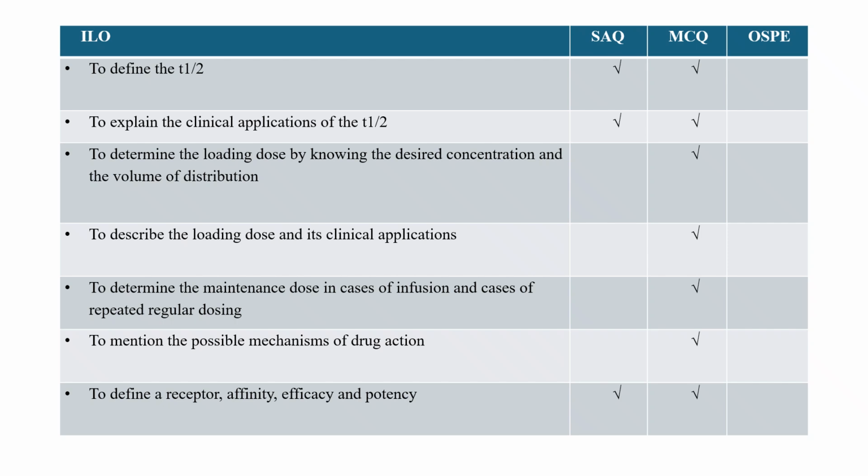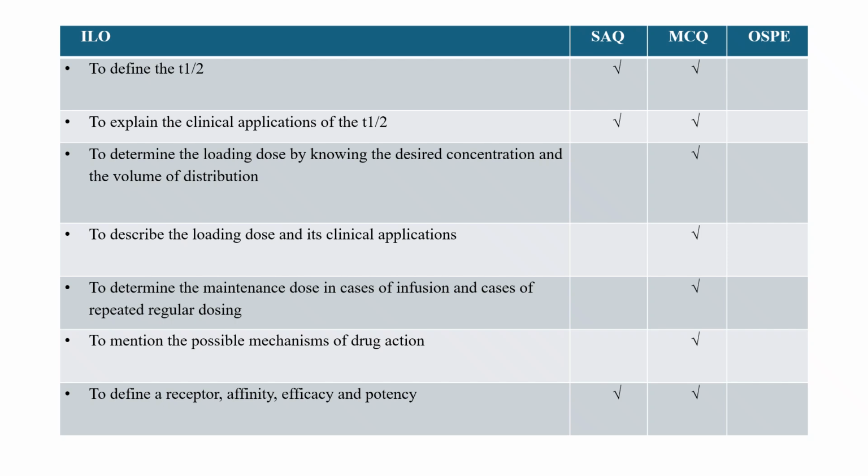And why do you reach steady state after 4 or 5 T-halves? Because this is the time when the very first dose has been completely eliminated, and your body now is working on eliminating whatever regular doses are administered. If you stop regular administration, the drug is going to disappear after 4 or 5 T-halves, given that this drug is following first order kinetics.